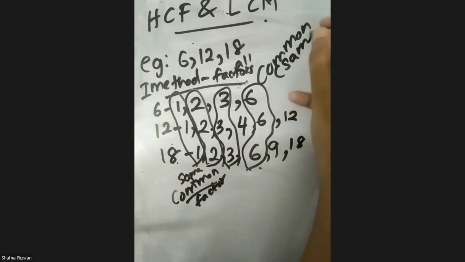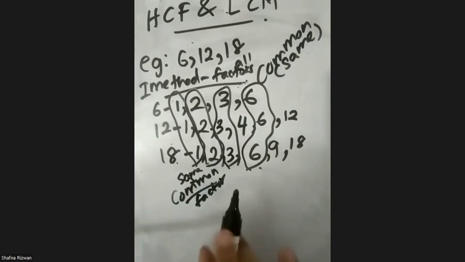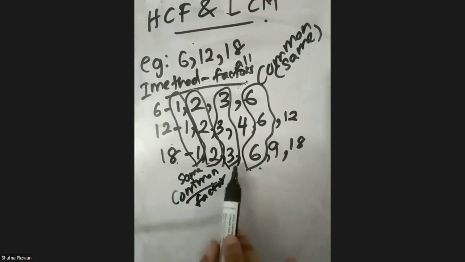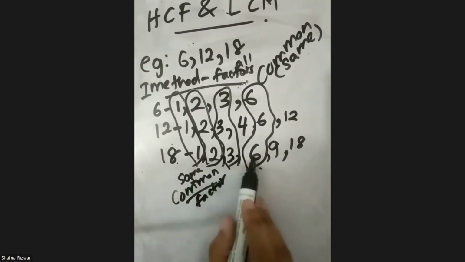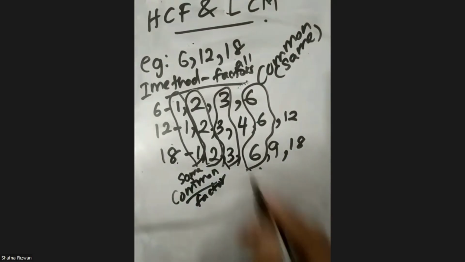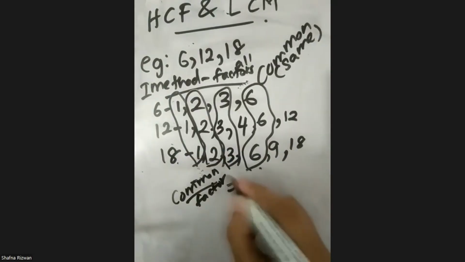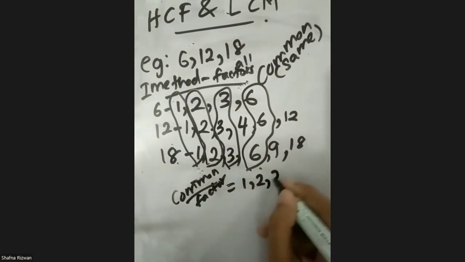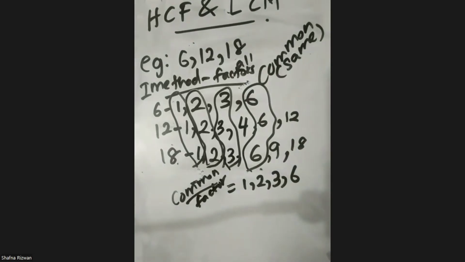So these are the factors which are same or the common factors. Whatever factors you have the same number, you call it as common factors. So now we found all the common factors. What are the common factors we found? That is 1, 2, 3 and 6. Okay, write it like this. So these are the common factors 1, 2, 3 and 6.